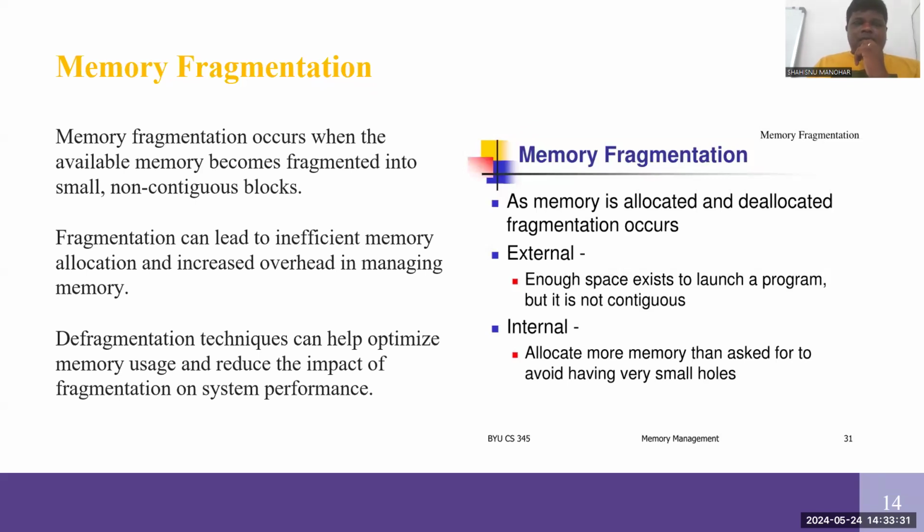Memory fragmentation. Memory fragmentation occurs when the available memory becomes fragmented into small, non-contiguous blocks. Fragmentation can lead to inefficient memory allocation and increased overhead in managing memory. Defragmentation techniques can help optimize memory usage and reduce the impact of fragmentation on system performance. As memory is allocated and deallocated, fragmentation occurs. External and internal. In external, enough space exists to launch a program, but it's not contiguous. In internal, the system allocates more memory than asked for to avoid having small holes.